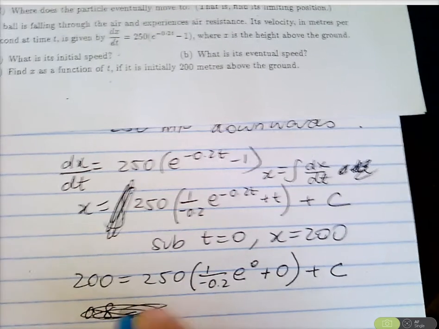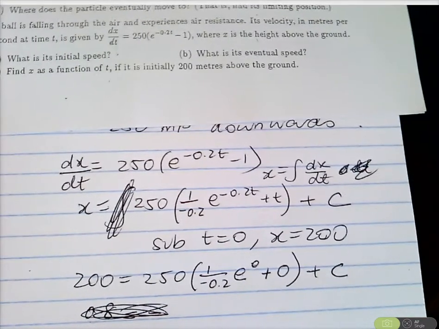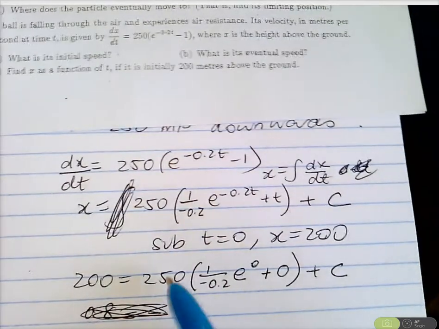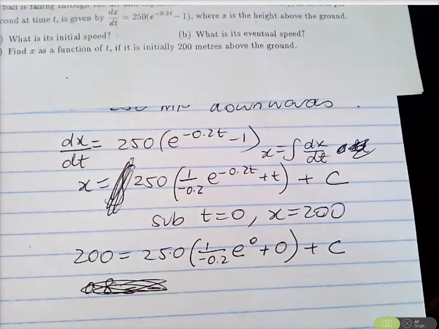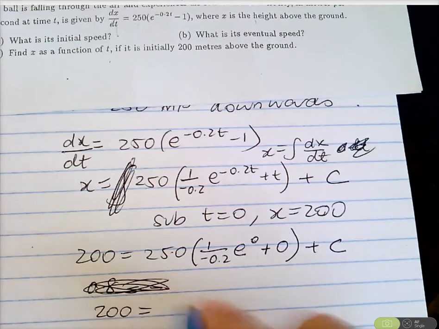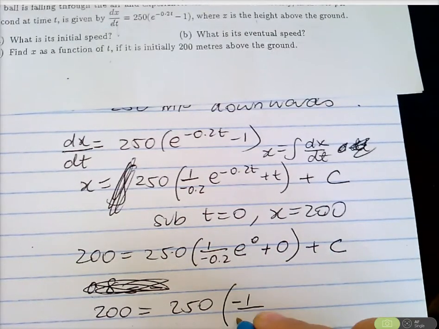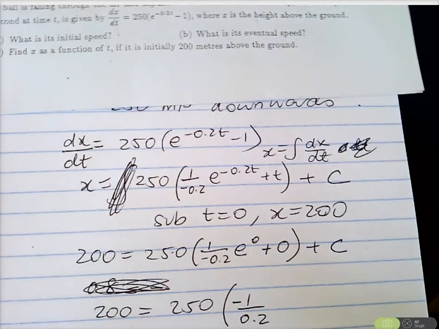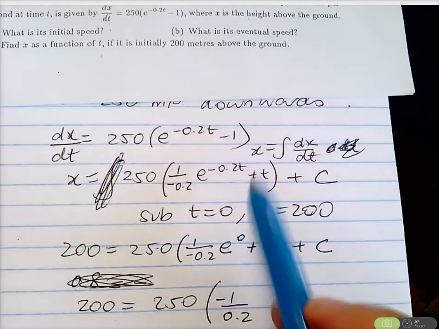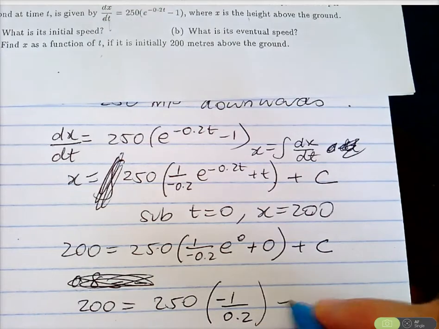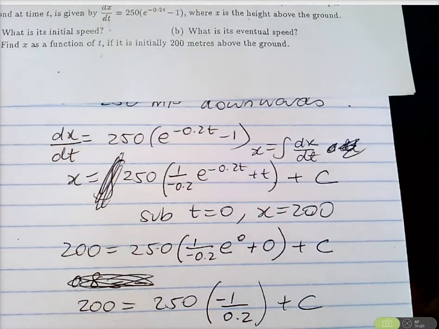No, don't do that. Why don't you do what I just did? Why would you never put that 250 down there? That's right, because of the plus c, so leave it. 200 is 250. Isn't this 1? Negative 1. What have I done wrong? Well, we put t as 0 plus c. So therefore, it's whatever that is.